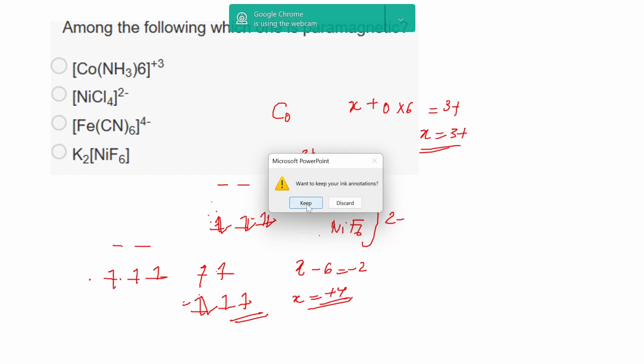Yes, but ma'am, it's asked which one is paramagnetic. Should we select any one from them? No, no. Even though the question is asking just which one, sometimes all can be paramagnetic, sometimes only one can be paramagnetic. You always have to solve it and then answer. Not all questions are single answer type, sometimes they are multiple answer type questions also.